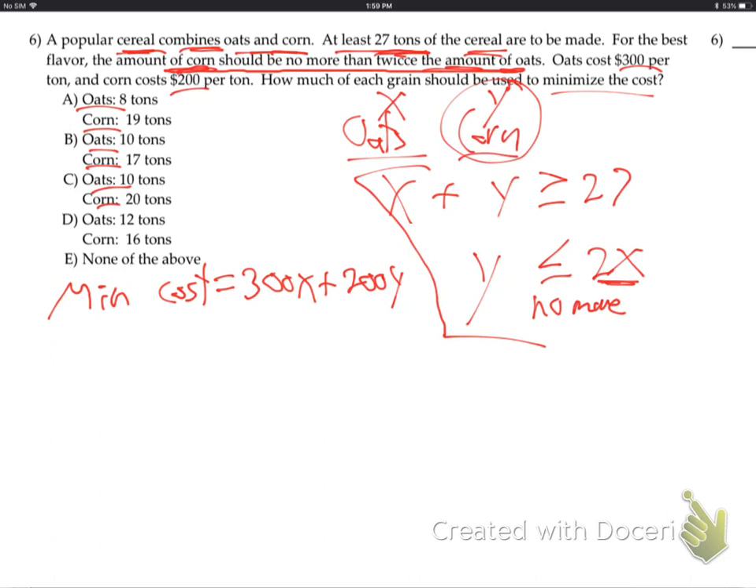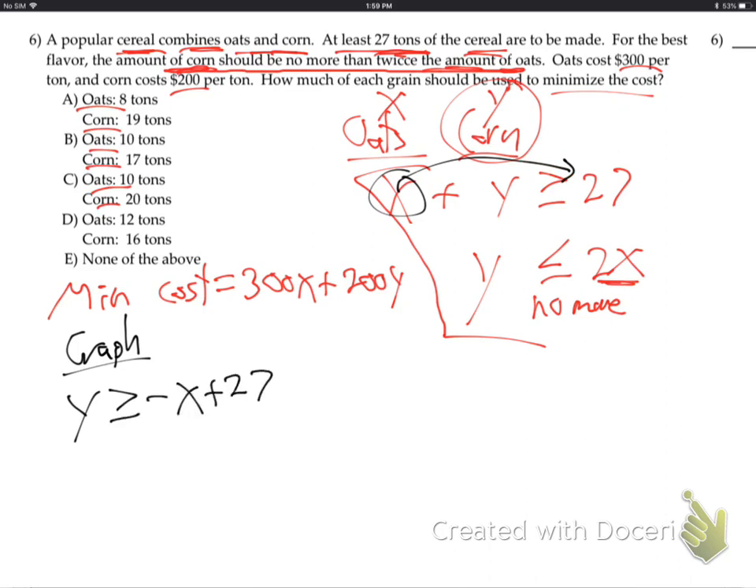Okay. So now I got to graph both those things. So let's do the graphing. I'm going to grab this x, move it over, got to get y alone. Y is greater than or equal to negative x plus 27. The other one is nice. It's already there for us. It's already got y alone, huh? Y less than or equal to 2x.